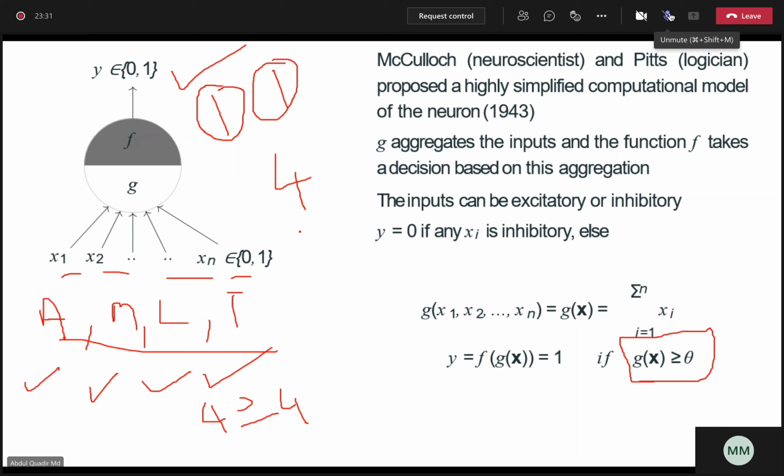Another guy is there. Irrespective of whatever else, if a thriller is there, I will watch. Then his threshold will be 1. When I aggregate, if it is 1, and if it is greater than or equal to 1, whatever may be the inputs you are providing, so that threshold is the theta over here. If it is 1, then what? It is able to fire.